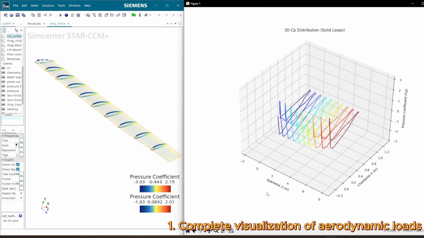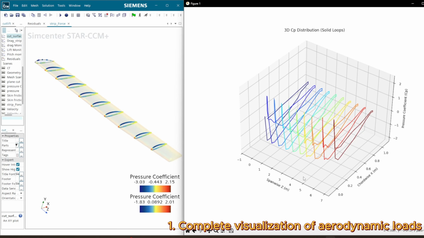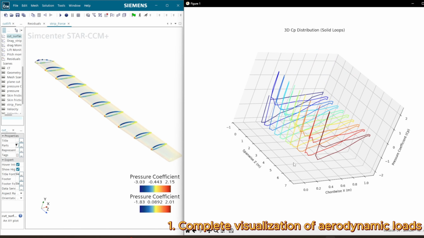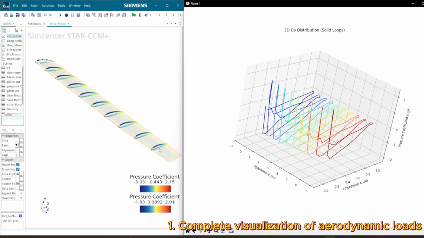By switching to Python, we can correctly visualize the CP values at different chordwise positions for each section. This makes it easy to observe how CP evolves from the wing root to the wing tip, especially after applying sharpening and twist modifications to the tip.